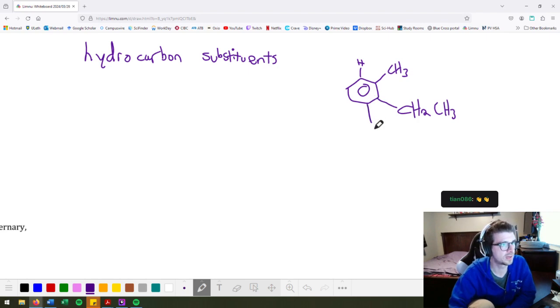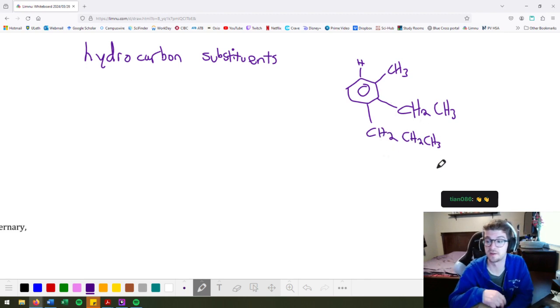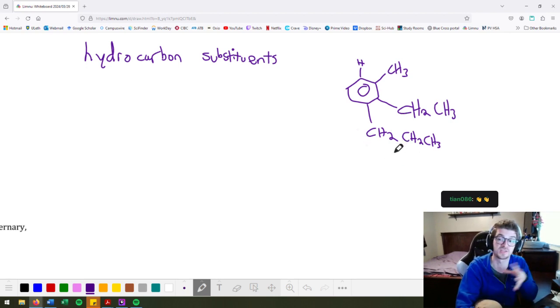You could have things like propyl groups, CH2CH2CH3. But when you get to propyl groups, chains that have 3 carbons or more, there are now multiple ways that you could attach these and use them as substituents. So we have to start to subdivide the categories of these substituents. There's only one way to attach a methyl group, clearly, because there's only one carbon. But there's also only one way to attach an ethyl group.